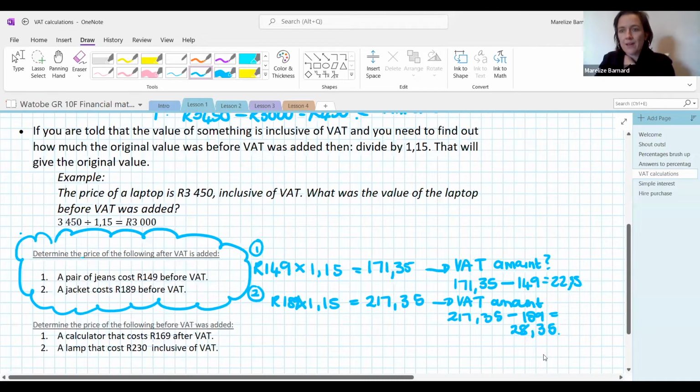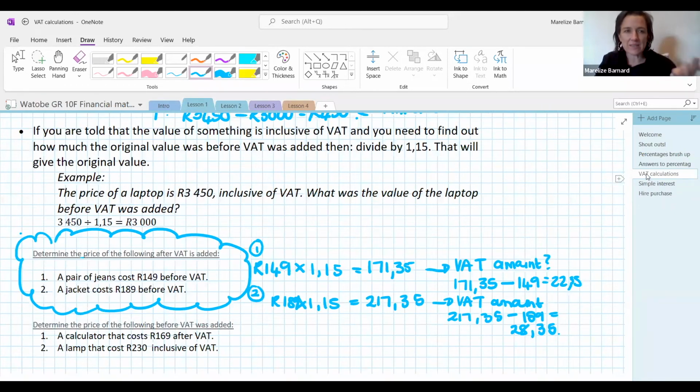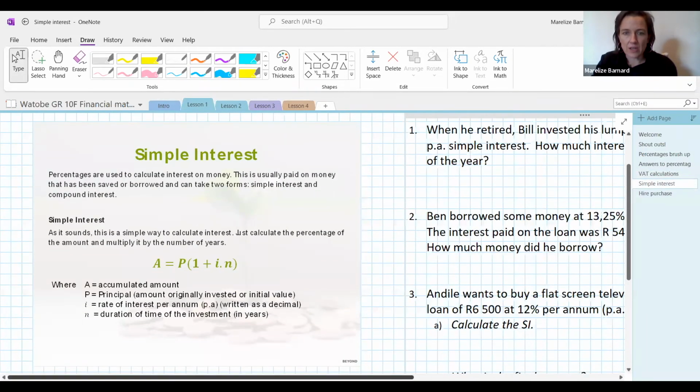Okay, great stuff. Okay, so that's how to add VAT. And so we've covered some percentages, some percentage calculations, and some VAT calculations. So I'm not going to do the other one right now. We can come back to it if there's time at the end of the lesson. I do want us to get onto simple interest, which is something you guys have asked quite a bit about.